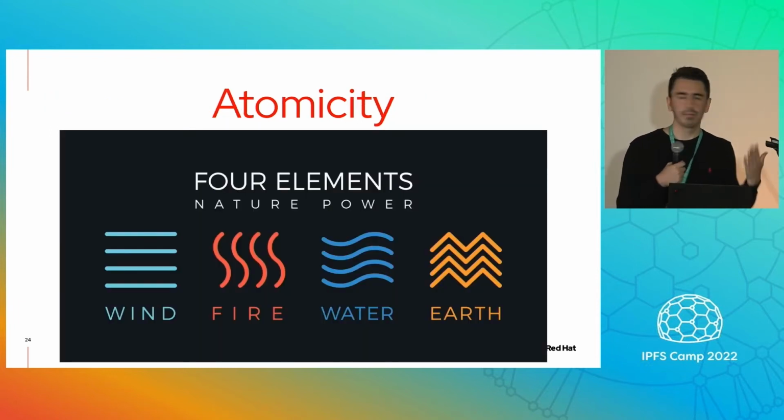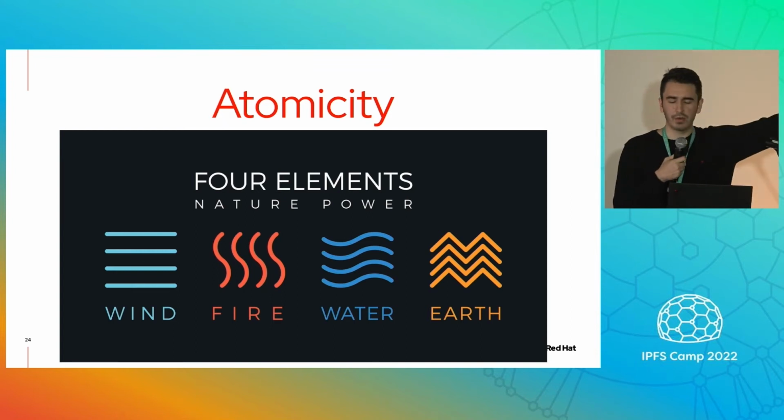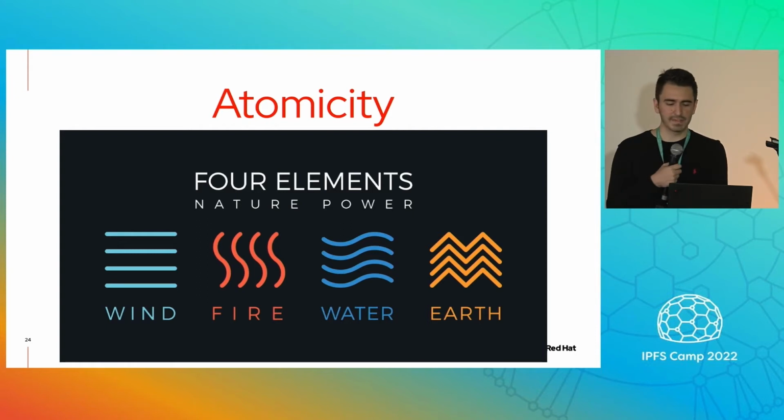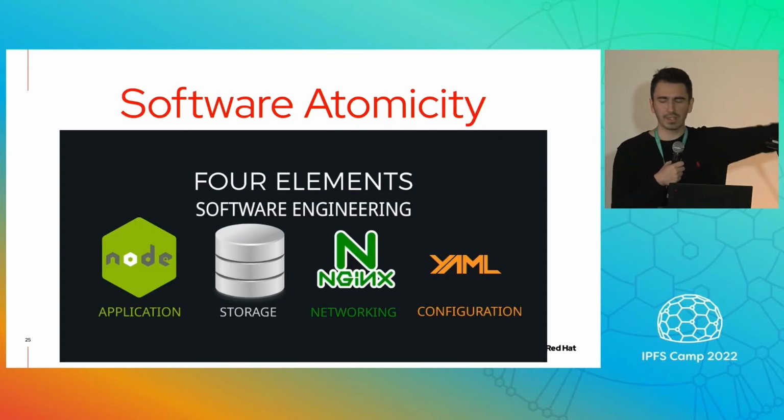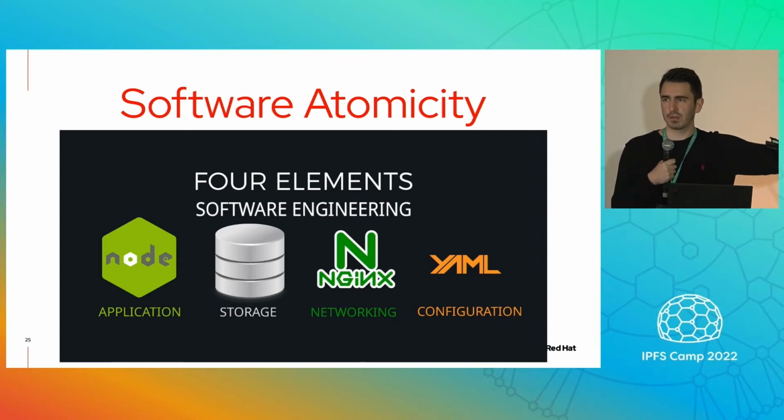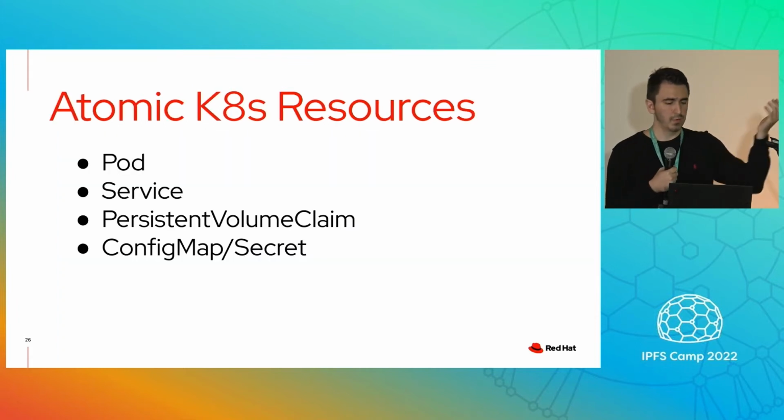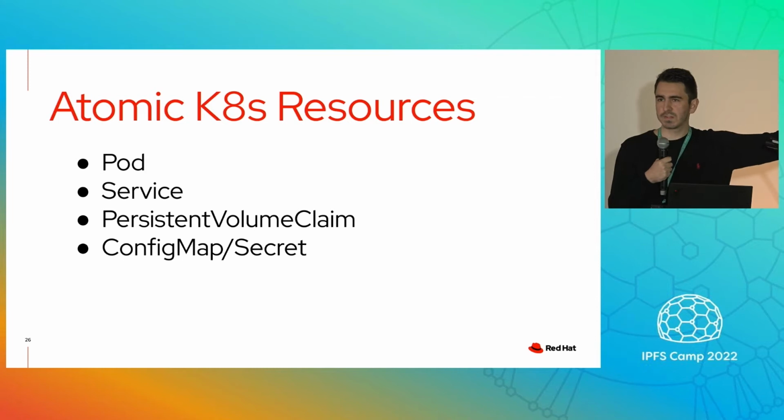So when we talk about atomicity, it's commonly known that there's the four major elements of nature. We have wind, fire, water, and earth. Well, in software, we have the same thing. We have the four elements of software engineering: your application layer, your storage layer, your networking layer, and your configuration layer. Most of the time, these are the four main things that you're going to be working with when you're building those precious apps. So in Kubernetes, there are atomic resources for these things. There are other resources beyond this, but they're usually just an extension of these four that do more specific things.